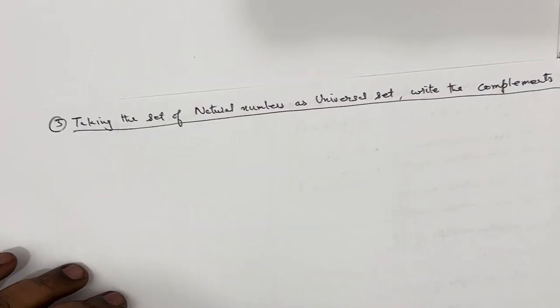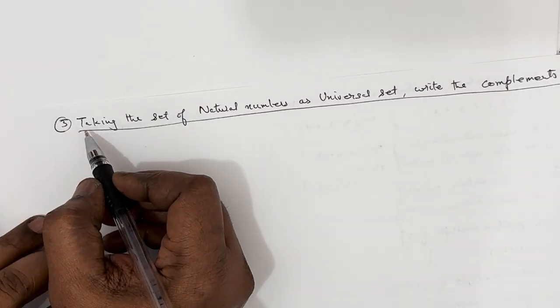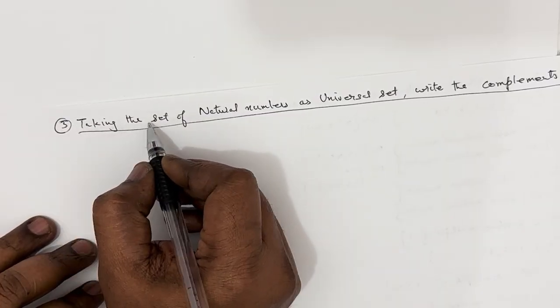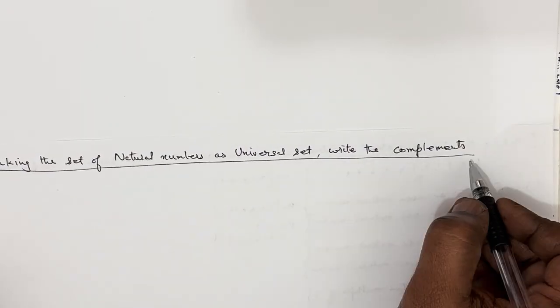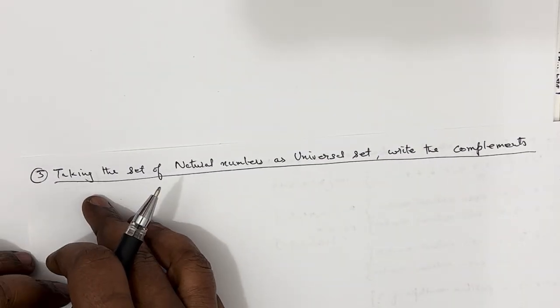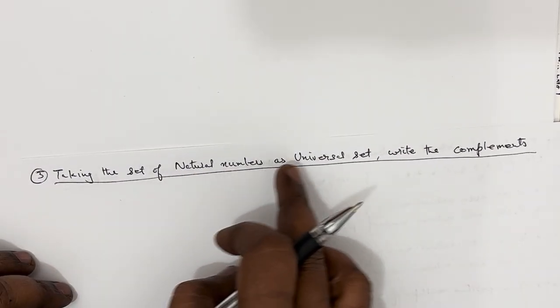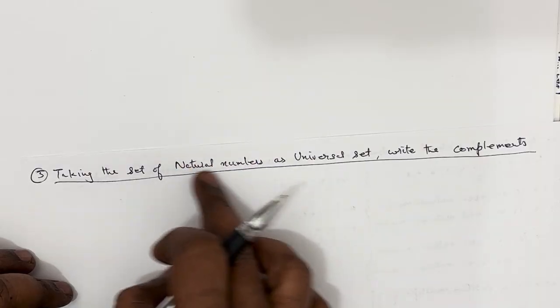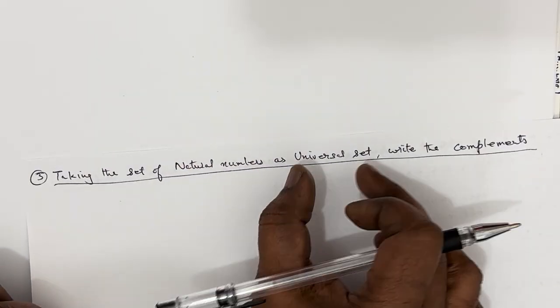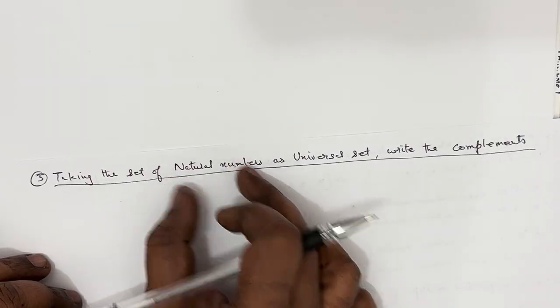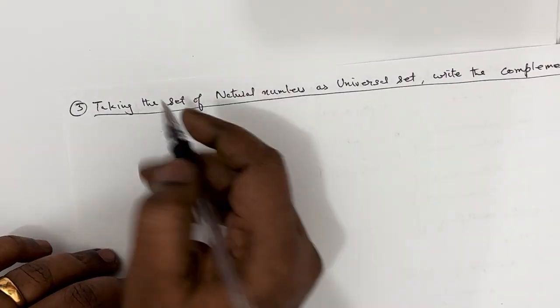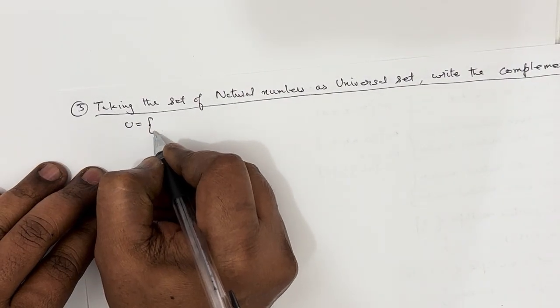Okay, let's do the next question. That is the third question. That is, taking the set of natural numbers as universal set, write the complements. Now, taking the set of natural numbers as universal set, we have to take the natural numbers as universal set. Here the universal set is natural numbers, so we can write U equal to natural numbers.